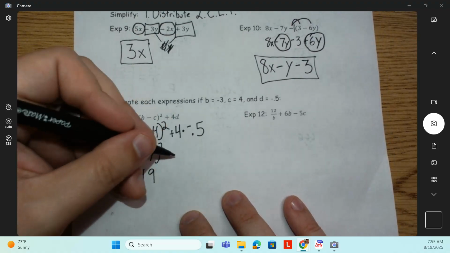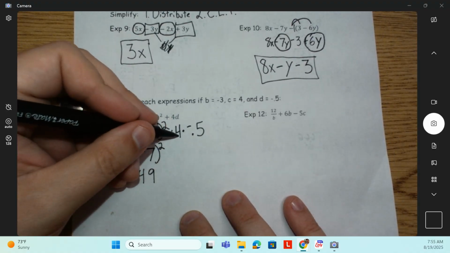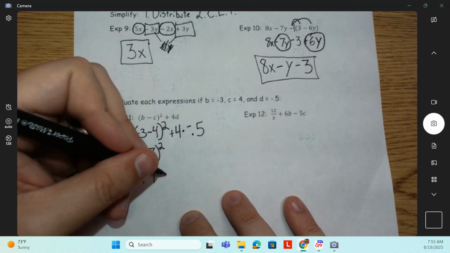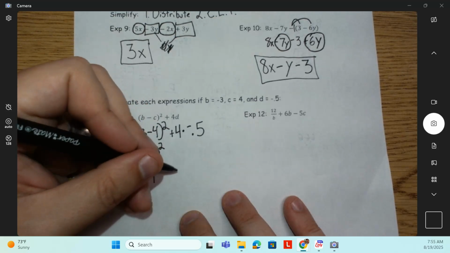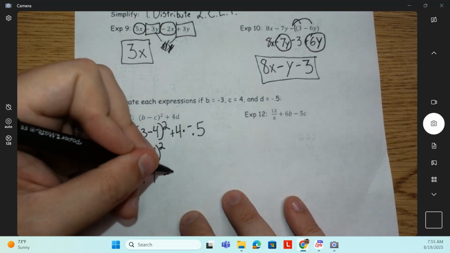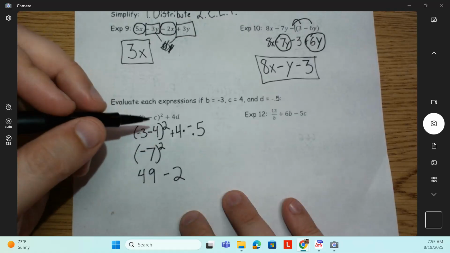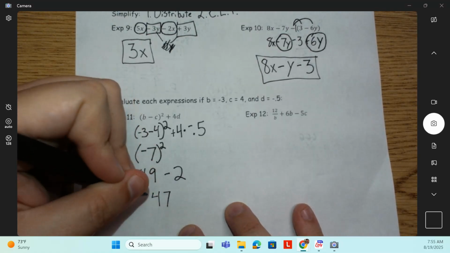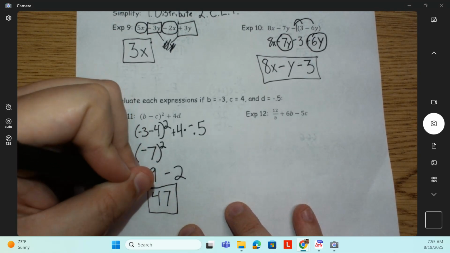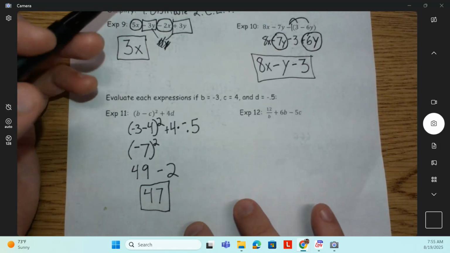Okay, working through my other half, I have 4 times negative 0.5, which is actually a negative 2, because that would be half of 4. And so I just have 49 minus 2, which would be 47. So that's my answer there.